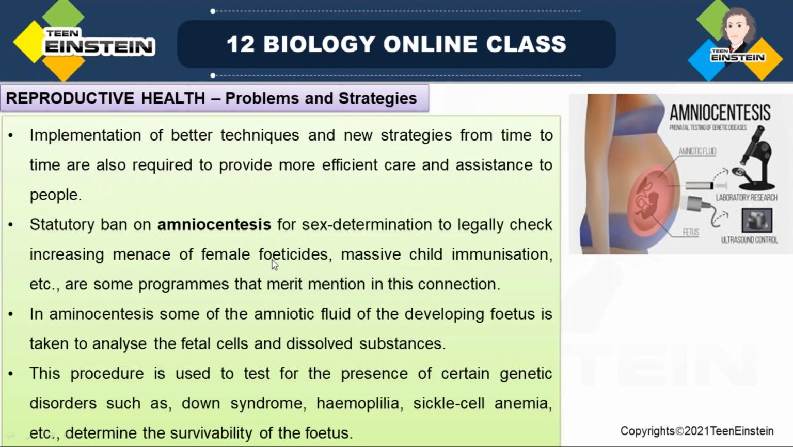Okay. And a ban on amniocentesis for sex determination, to legally check the increasing menace of female feticides, and massive child immunization. So these are the programs that merit mention in this connection.